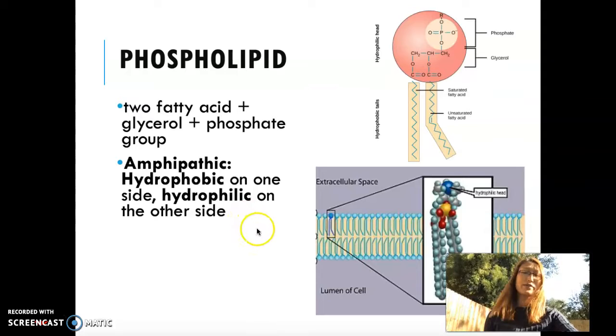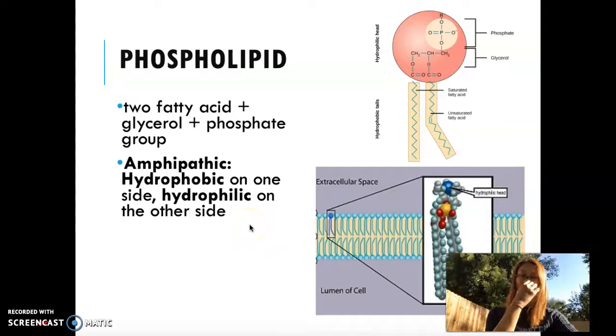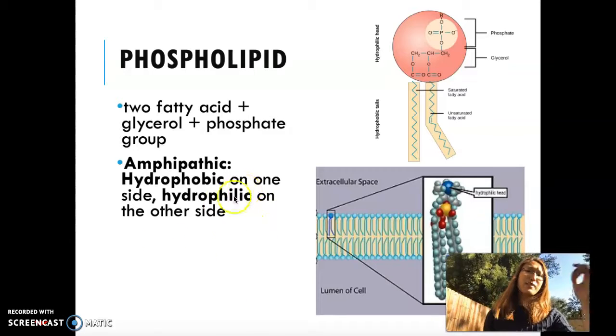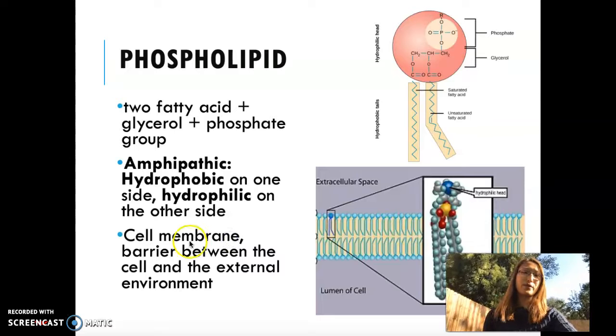So soap can interact with fat. The reason why it can wash off fat is because it has a hydrophilic side that can interact with the water that you're using to wash the soap off of the place, but it also has a hydrophobic side that can interact with the fat itself. And then this is the cell membrane as well.